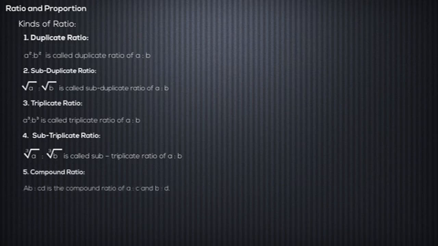Compound ratio: AB is to CD is the compound ratio of A is to C and B is to D. It is the ratio of the product of the antecedents to that of the consequents of two or more given ratios. Inverse ratio: 1 by A is to 1 by B is the inverse ratio of A is to B.